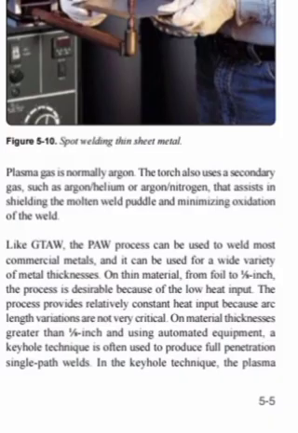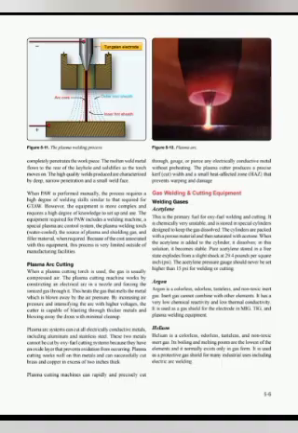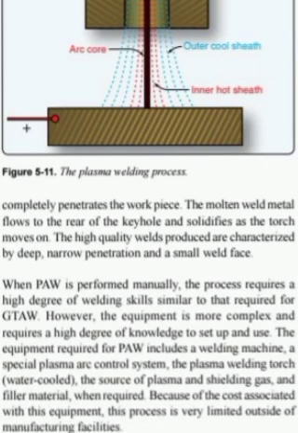On material thicknesses greater than an eighth inch and using automated equipment, a keyhole technique is often used to produce full penetration single path welds. In the keyhole technique, the plasma completely penetrates the workpiece. The molten weld metal flows to the rear of the keyhole and solidifies as the torch moves on. The high quality weld produces an arc characterized by deep, narrow penetration and a small weld face.